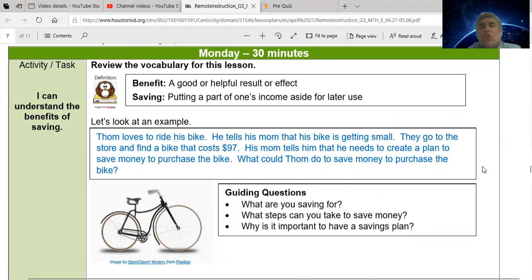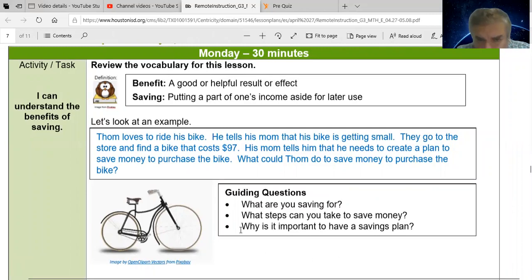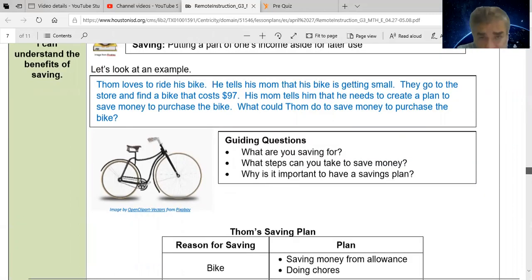Guiding questions. What are you saving for? In this case, he's saving to buy a bigger bike because he outgrew the old bicycle. What steps can you take to save money? Well, you need to come up with a plan to make money and to save it. Why is it important to have a savings plan? Because you need to know how long it will take to achieve your goal.